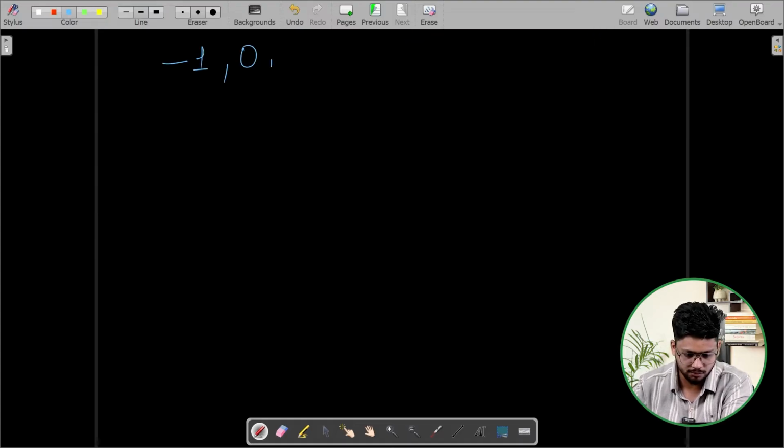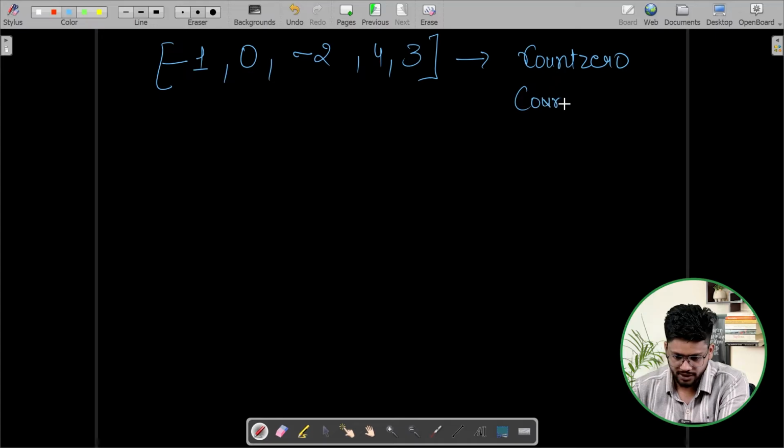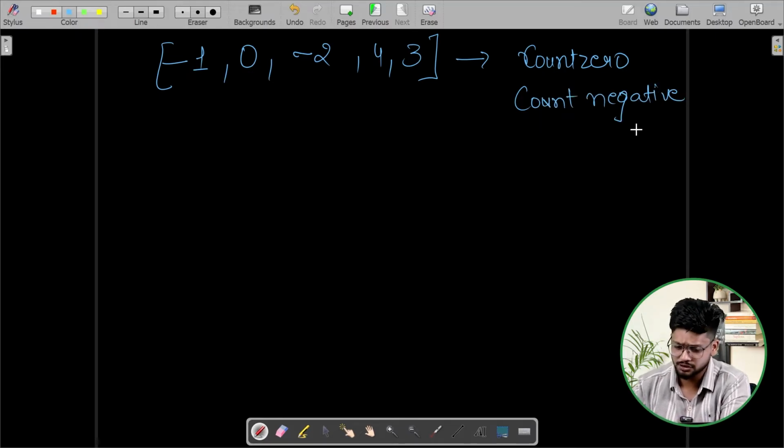Now let's understand how to approach this question. -2, 4 and 3. Let's understand according to this example. So firstly, what we have to do? So firstly, we have to maintain 2-3 variables over here. First is the count of zeros, and count of negative numbers, and obviously count of zeros number, negative numbers. How many negative numbers are there? We will store that in this thing, and maximum negative number. What is going to be the maximum negative number?